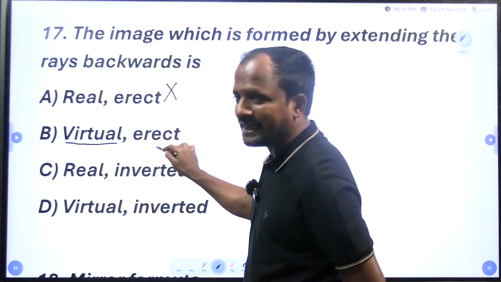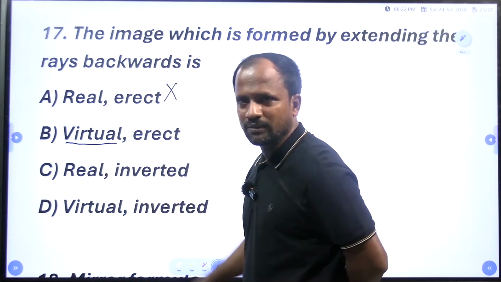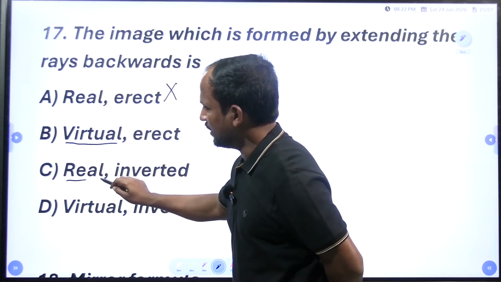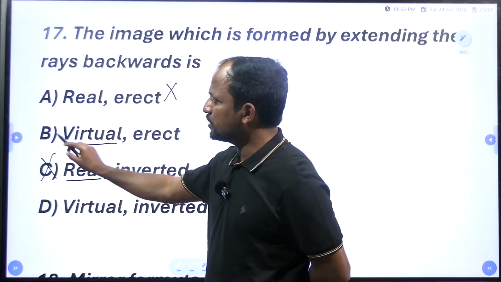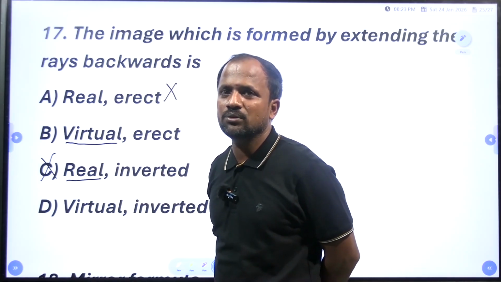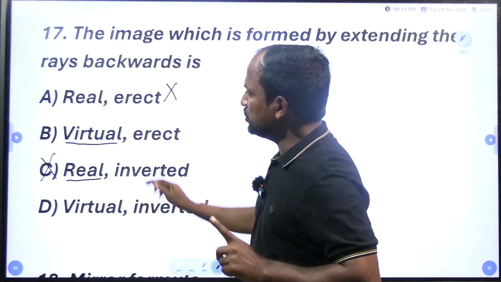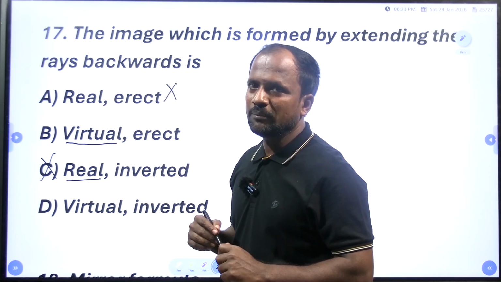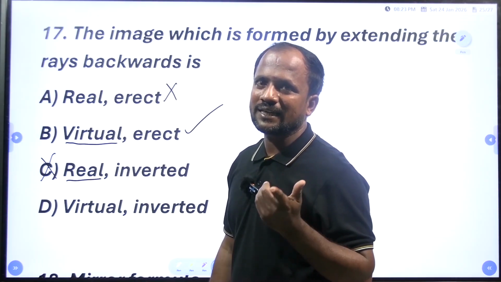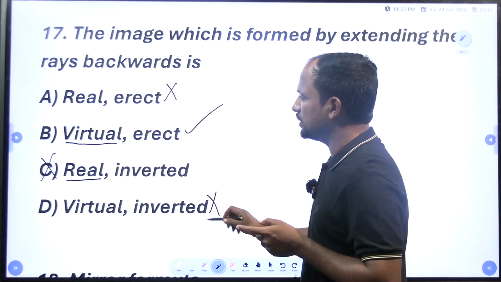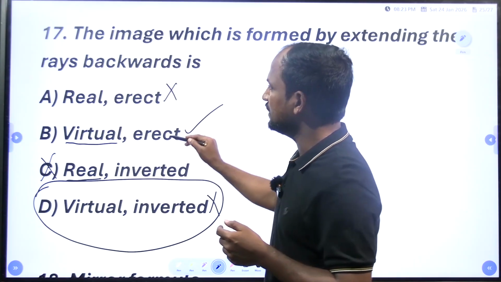Next, here one more characteristic is also given: erect. So first we will eliminate the real option, it is also wrong. Next, virtual inverted. Alright, options B and D have a possibility to be correct. Next, one more characteristic you have to observe. When a virtual image is formed, it is always erect. So it is not inverted. That's why you have to eliminate option D. So option B is the correct answer.